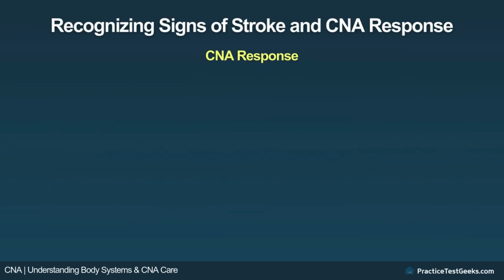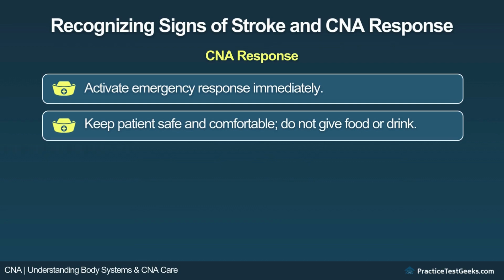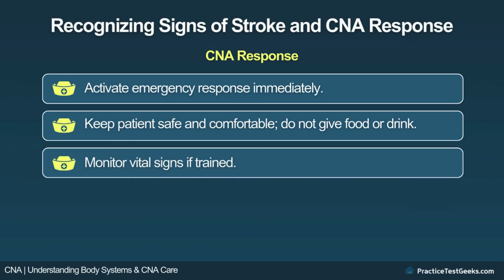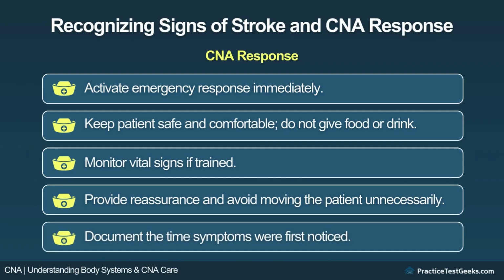CNA response. Once stroke is suspected, the CNA must act without delay. First, activate the facility's emergency response system. Then, keep the patient safe and comfortable, but do not give food or drink, since swallowing may be impaired. If trained, monitor vital signs and report them immediately. At the same time, offer reassurance to reduce fear and anxiety. Finally, document the exact time symptoms first appeared, since this information is critical for medical treatment.